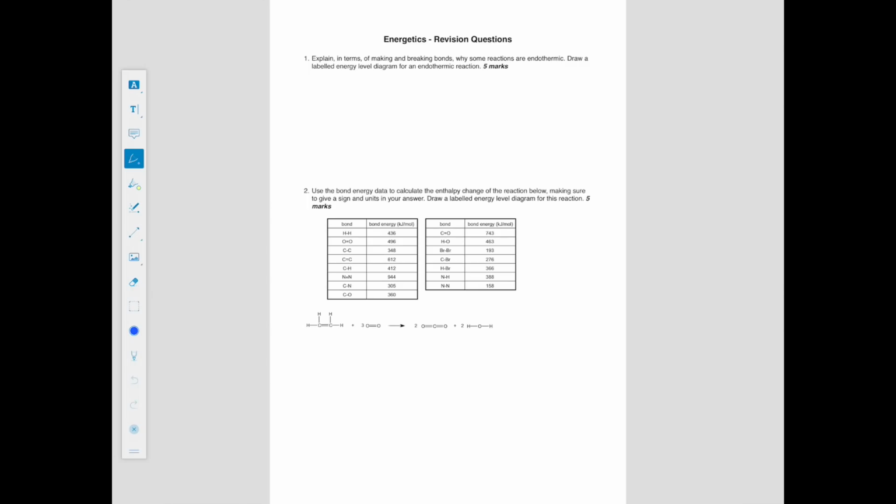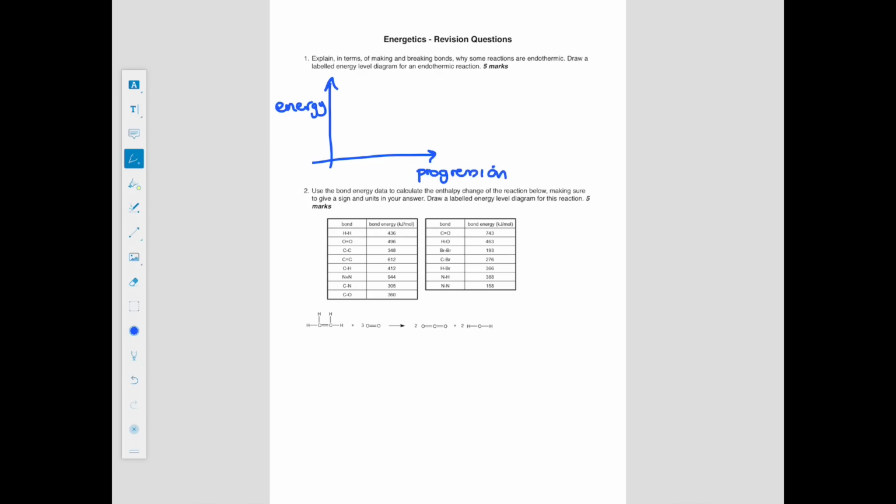So explain in terms of making and breaking bonds why some reactions are endothermic. Draw a labelled energy level diagram for an endothermic reaction. So this is what you need to do. You need to do your axes here. The y-axis is the energy, and the x-axis is basically the progression of the reaction.